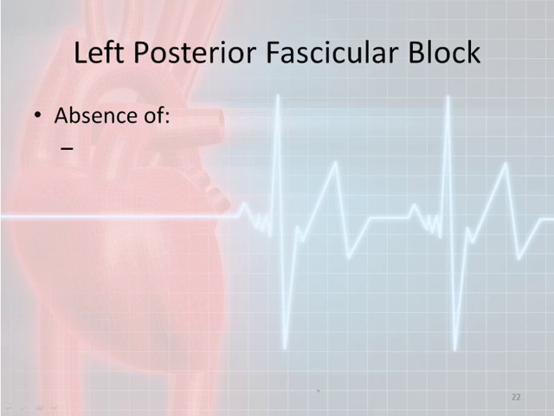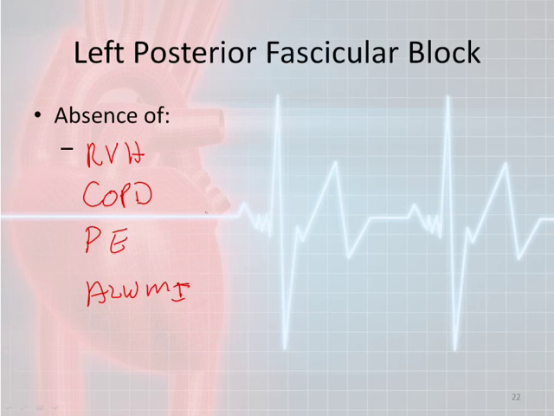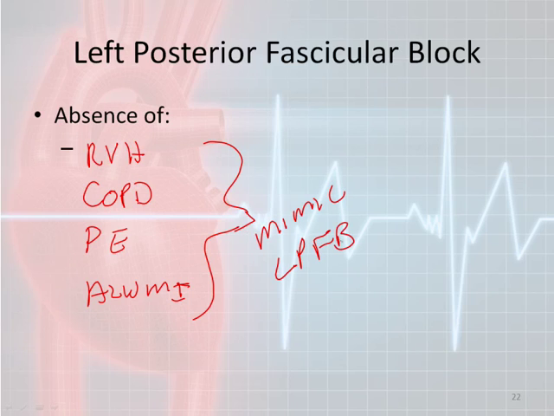The only exclusionary criteria for the posterior fascicle is if somebody does have the presence of right ventricular hypertrophy, which is something that we'll talk about later, if somebody has COPD, if somebody has a pulmonary embolism, or if somebody is having an anterolateral wall MI. If somebody is having any of this stuff on the 12 lead, a lot of times this is considered exclusionary criteria because it will mimic a left posterior fascicular block.